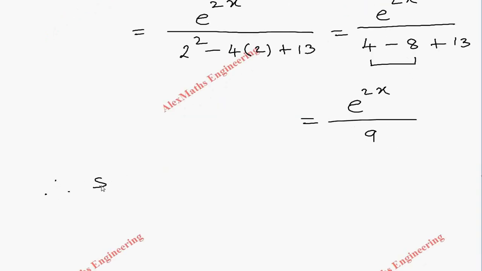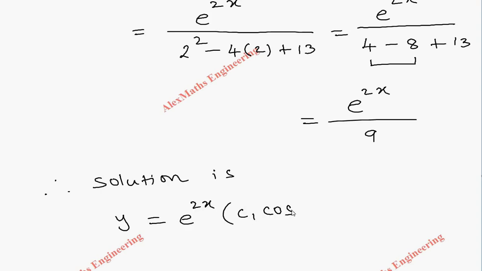Therefore, the complete solution is y = CF, which is e^(2x)(C1 cos 3x + C2 sin 3x), plus PI, which is e^(2x)/9.